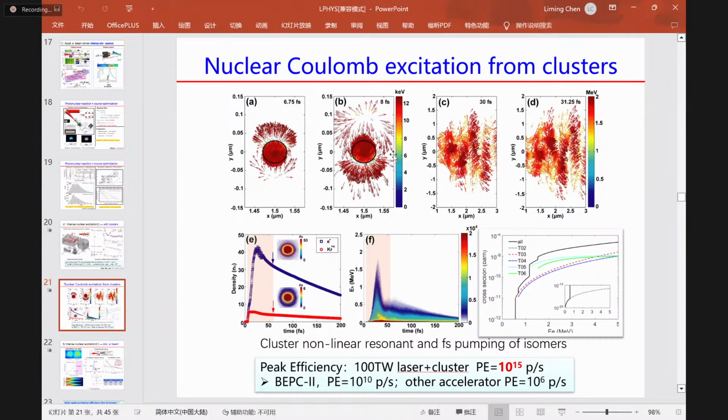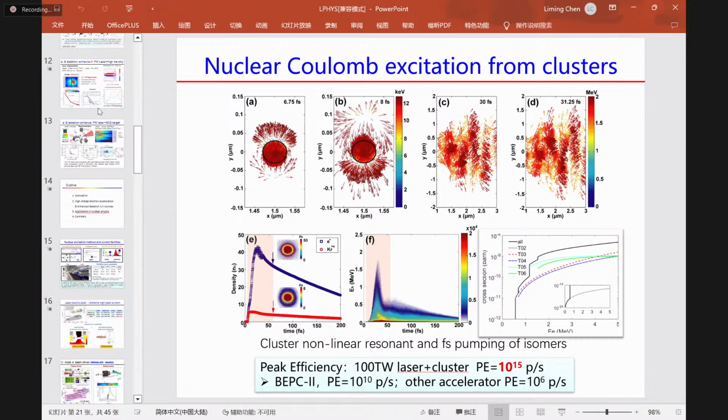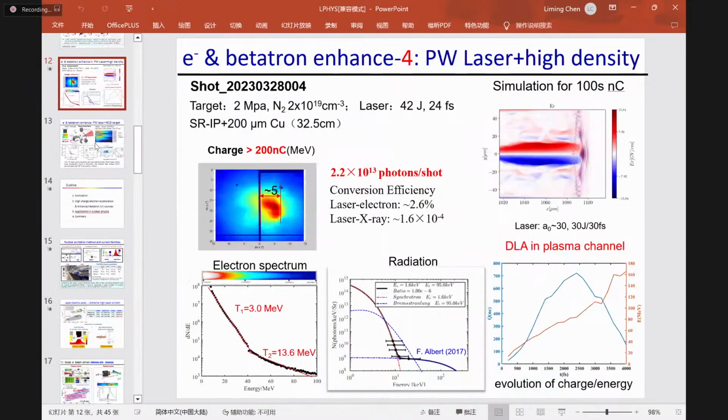So you mentioned conversion efficiency to X-rays on the order of 10 to the minus 4, which looks quite good. But what do you think is the main limiting factor for this conversion?